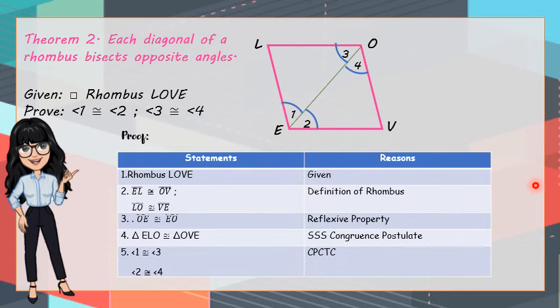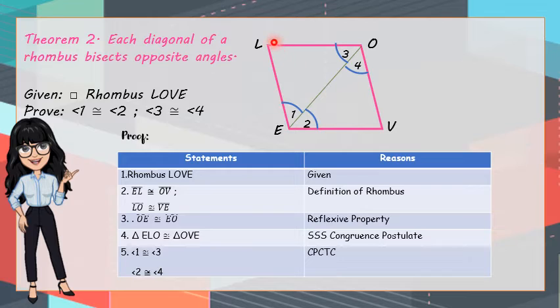Now let us have the proof. So we have here the statements and the reasons. For the first statement, again, we will start with the given. So rhombus LOVE, or parallelogram LOVE, is a rhombus. The reason for that is given. Now we have the statement number 2. EL is congruent to OV. So where is EL? This one is EL and this one is OV. So these two are actually congruent.